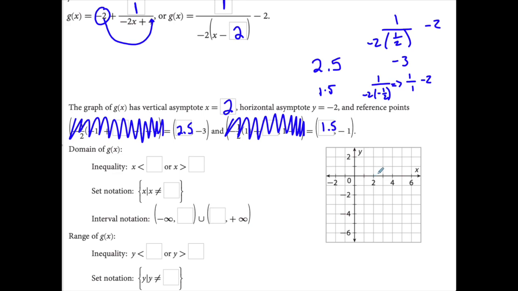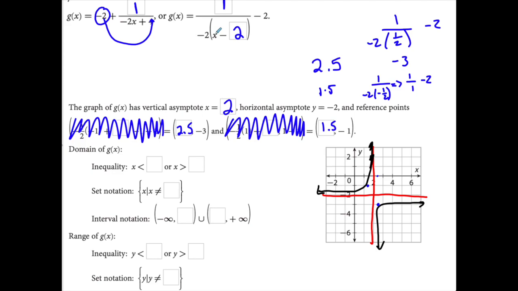So I've got 2.5, negative 3, and I've got 1.5, negative 1. And then I have my asymptotes at x equals 2 and y equals negative 2. All right. And so it looks like I'm going to get a graph that looks something like this, going up, and maybe something like this.